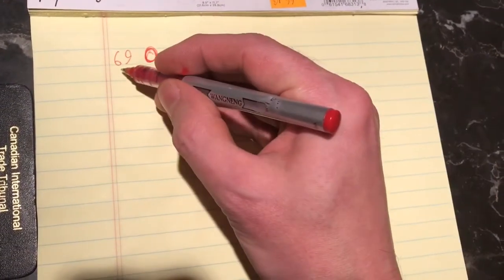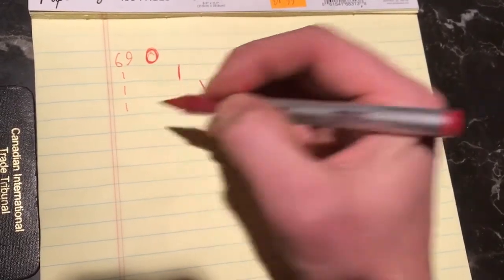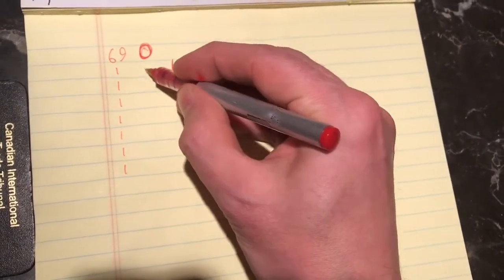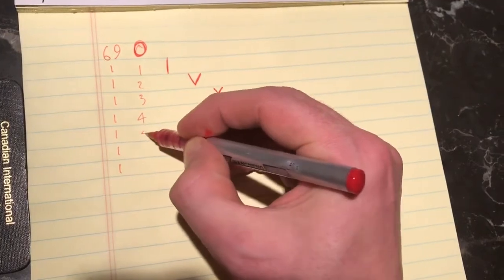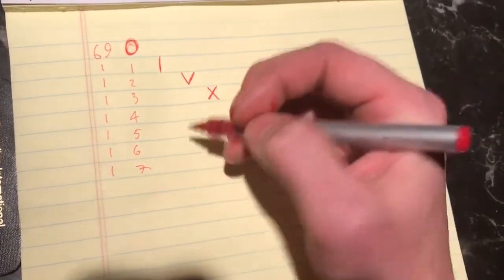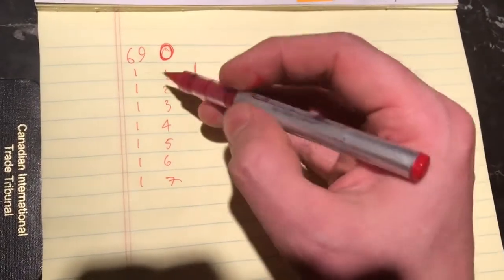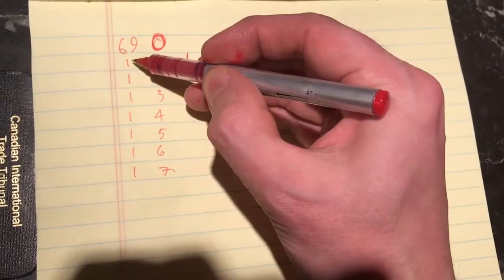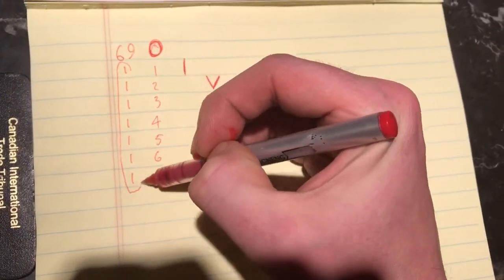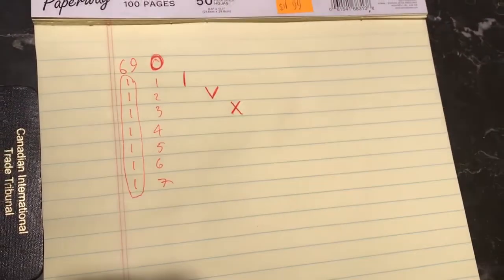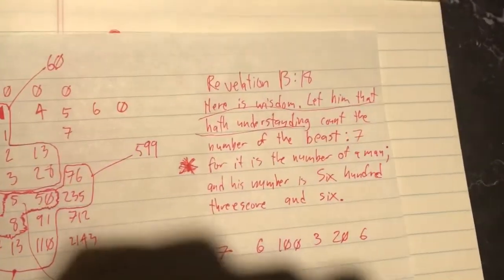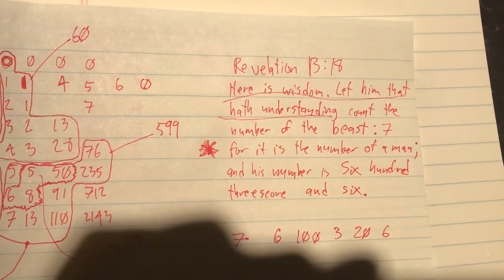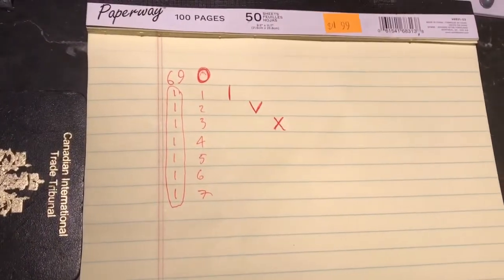So, you have a 1, a 1, a 1, a 1, a 1, a 1, a 1. 1, 2, 3, 4, 5, 6, 7. Number of a beast. Let's count to the number of a beast. 1, 2, 3, 4, 5, 6, 7. Okay, so these are used. We are following the instructions. The instructions say, quite simply, that here is wisdom. Let him that hath understanding count the number of the beast, which is a 7. For it is the number of man. Hey, look at that. We both ended on the line of a man.